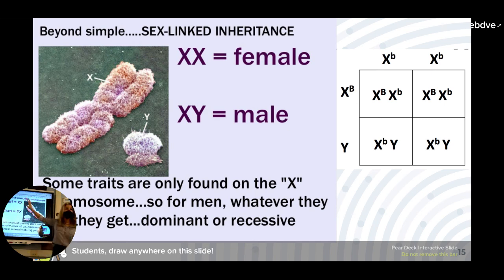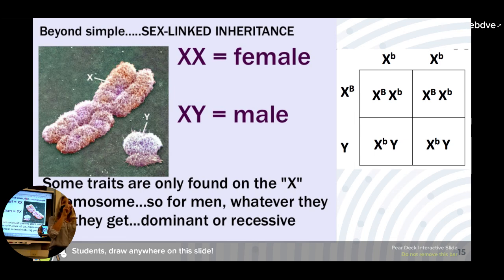So in sex-linked inheritance, the X would be found on the female, yes? Can you find an X on a male? Yes. Remember, males are XY, females are XX, right? So females have two options on their X. If we get one bad X, hopefully we still got a good one, right? Guys have one option on their X. If it's bad, it's bad. If it's good, it's good.